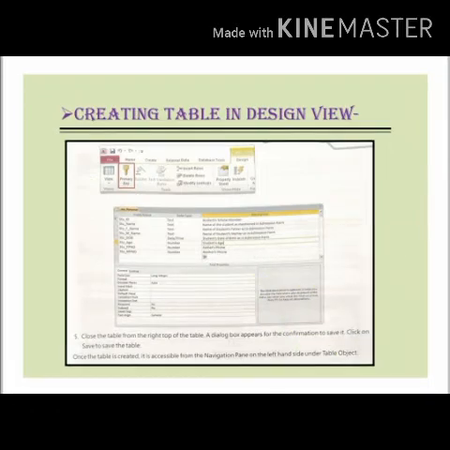As you can see, what we did in the fourth step is shown in the first diagram. Now the last step is that you have to close the table from the right top of the table. Then a dialog box appears for confirmation to save it. Click on save to save the table. Now once the table is created, it is accessible from the navigation pane on the left hand side, which is given under the table object.